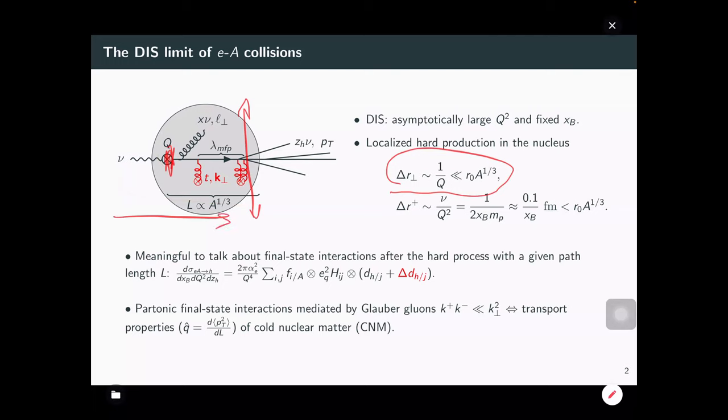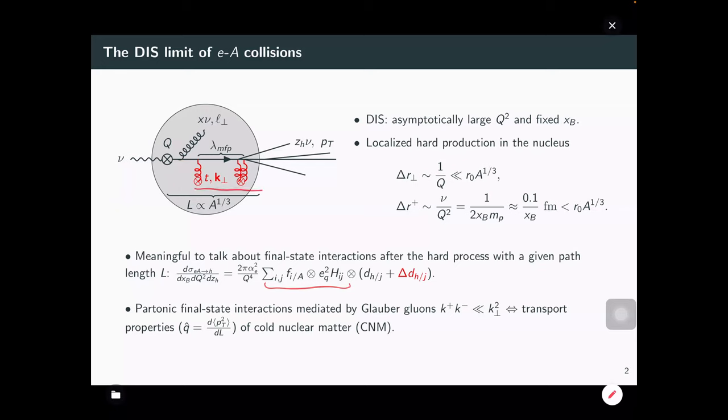But in the longitudinal direction, because this virtual photon comes with a boost, you can compute its longitudinal spatial extent, and it turns out that it depends on x_B, the Bjorken x of the process. We require that this longitudinal extent is also much smaller than the nuclear size, which restricts our discussion of final state interactions to the region of relatively large x_B, actually x_B larger than 0.1 over A^(1/3). In this limit, it is meaningful to talk about final state interactions of the knocked-out parton with the whole nucleus, which don't modify your production cross section for the hard process.